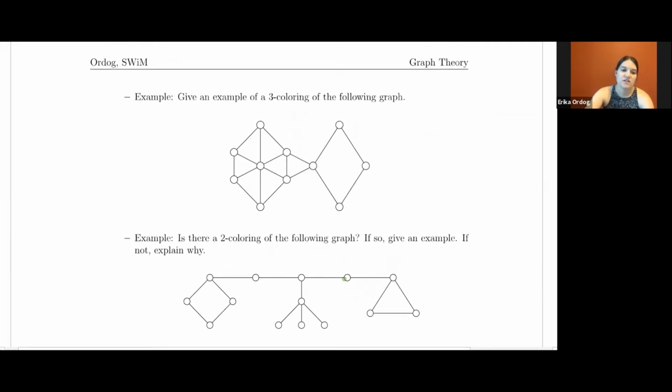Okay, another thing we can do is, given a graph, we can give an example of a coloring of that graph. So let's give an example of a 3 coloring of the following graph. So what we want is to assign a color to each vertex so that no two adjacent vertices are the same color, and we use 3 colors to do that. So why don't you pause the video and try that on your own.